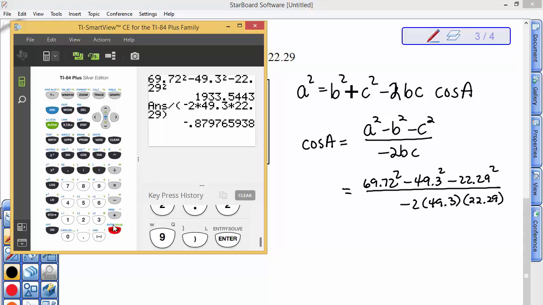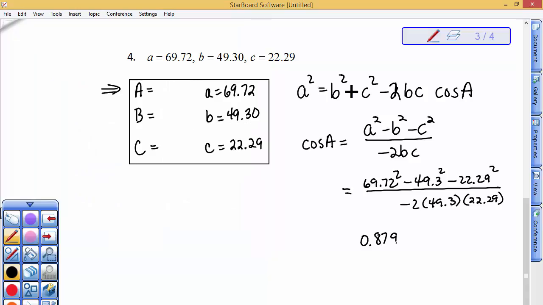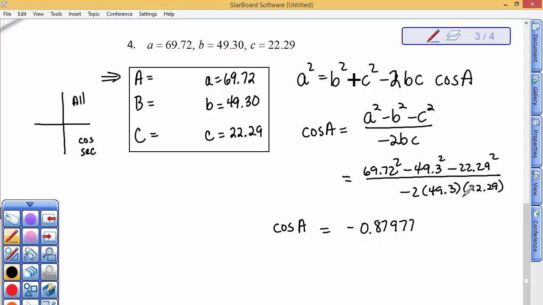Now look, this turned out to be a ratio for cosine of a negative number. I'm going to try to remember that number. 0.87977, and it was negative. So the cosine of angle A is a negative ratio. Now remember, all the trig functions are positive in the first quadrant, and cosine is negative in the second and third quadrants. It happens that the calculator is able to find that second quadrant angle, because angle A has to be no more than 180 degrees. So it's got to be somewhere in here in the second quadrant.